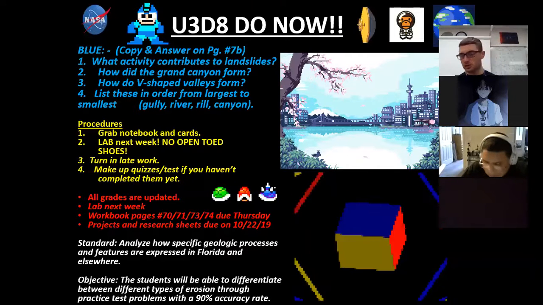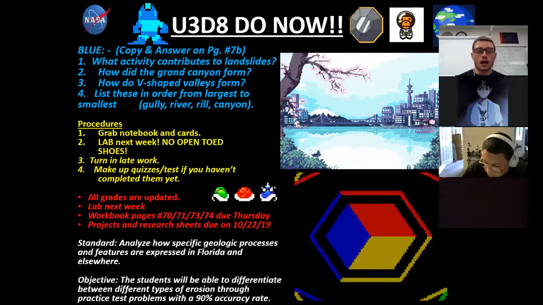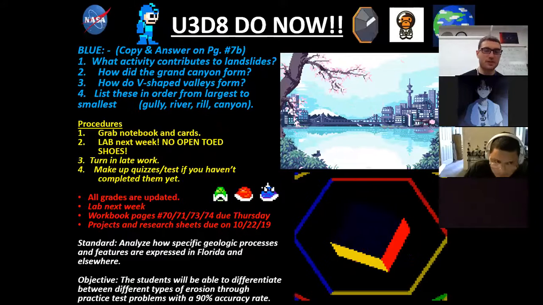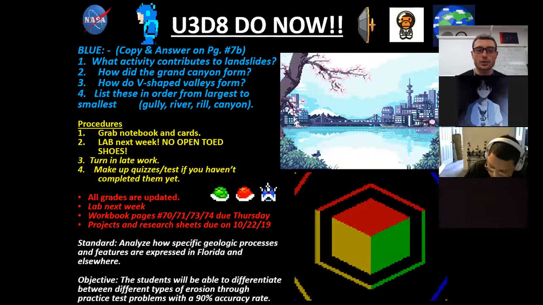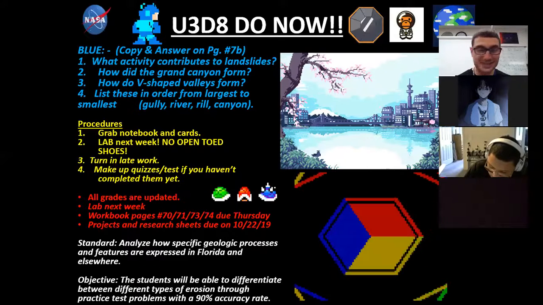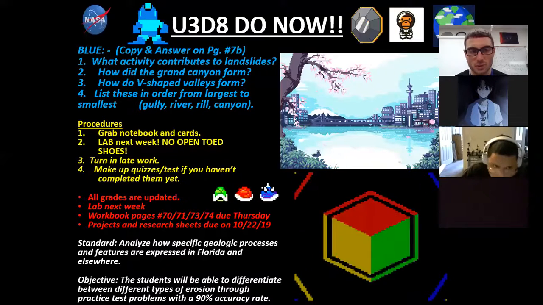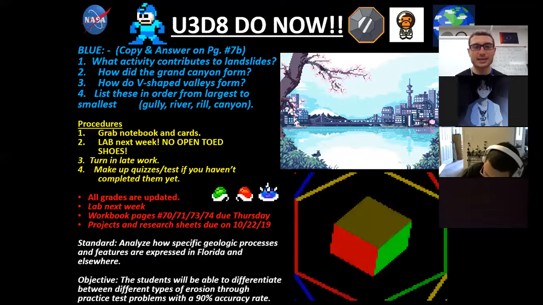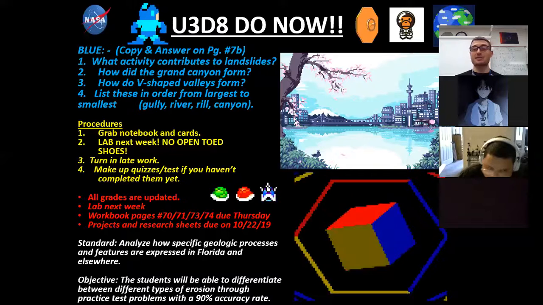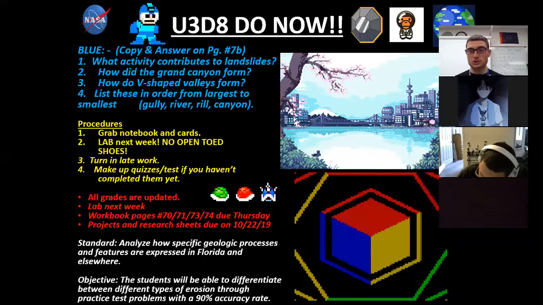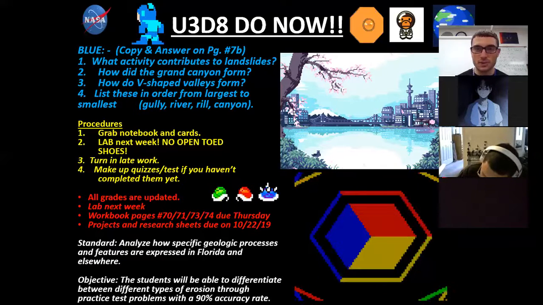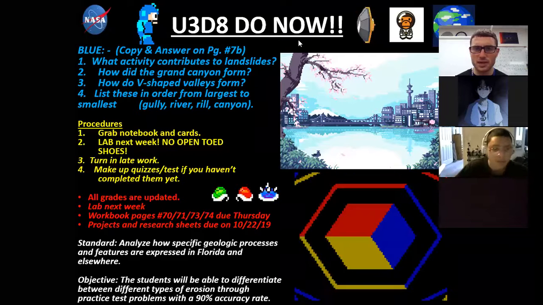So I know for a fact we should know number 1. Number 2 is new. We're going to watch a little bit of a video for that. And 3 is definitely new. We're going to learn that today, actually. And then 4, list these in order from largest to smallest: gully, river, rill, canyon. Again, that is not new. I think we went over most of those yesterday. So make sure we hopefully understand those.